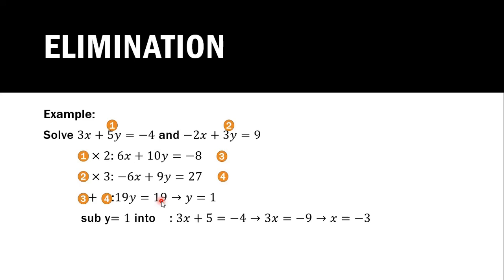So we'll then sub y equals 1 into number 1. And that will give us 3x plus 5 equals -4, which can be rearranged to get 3x equals -9, which can be simplified to get x equals -3. You can sub it back into number 2 then to check your answer.